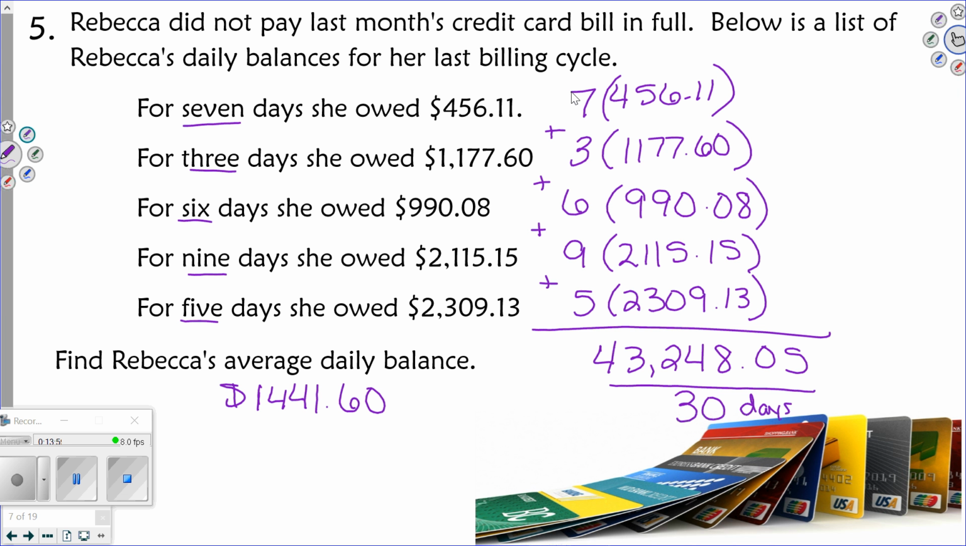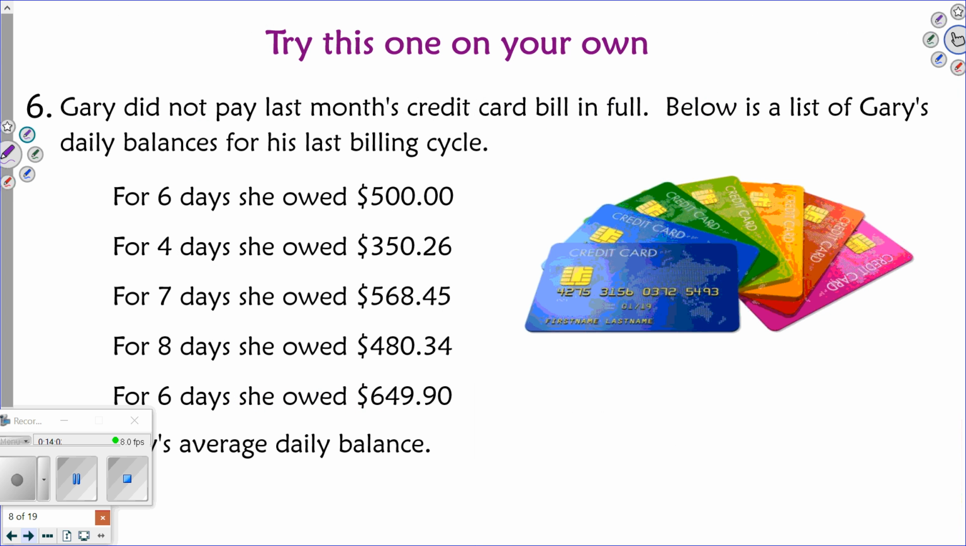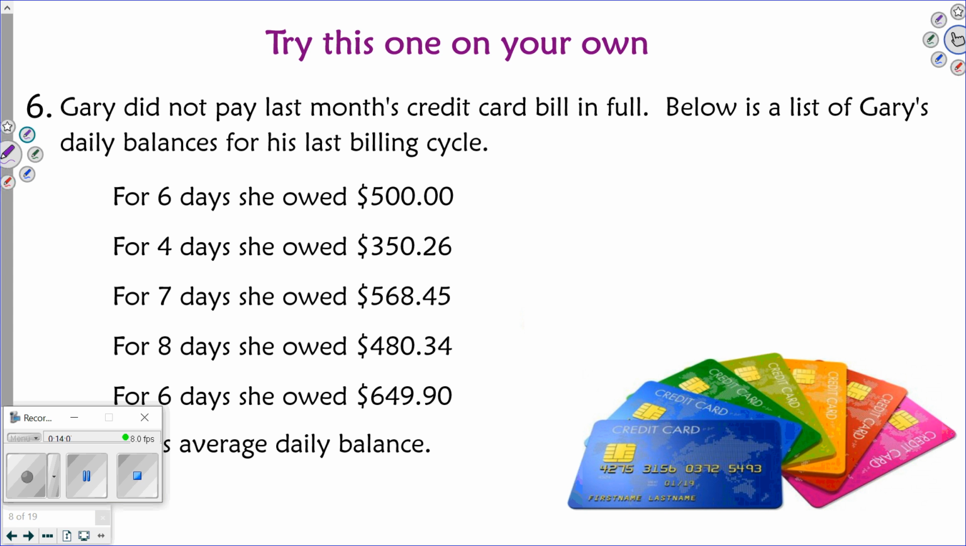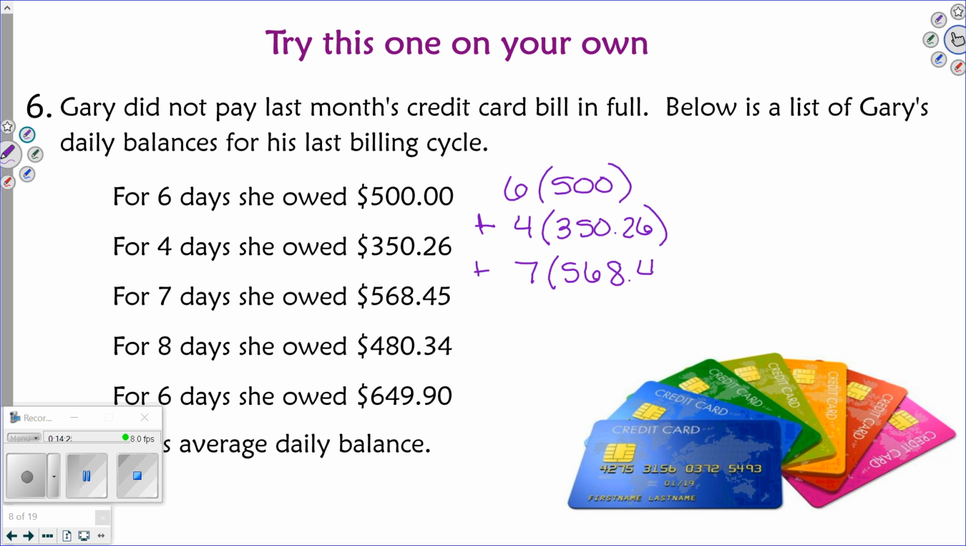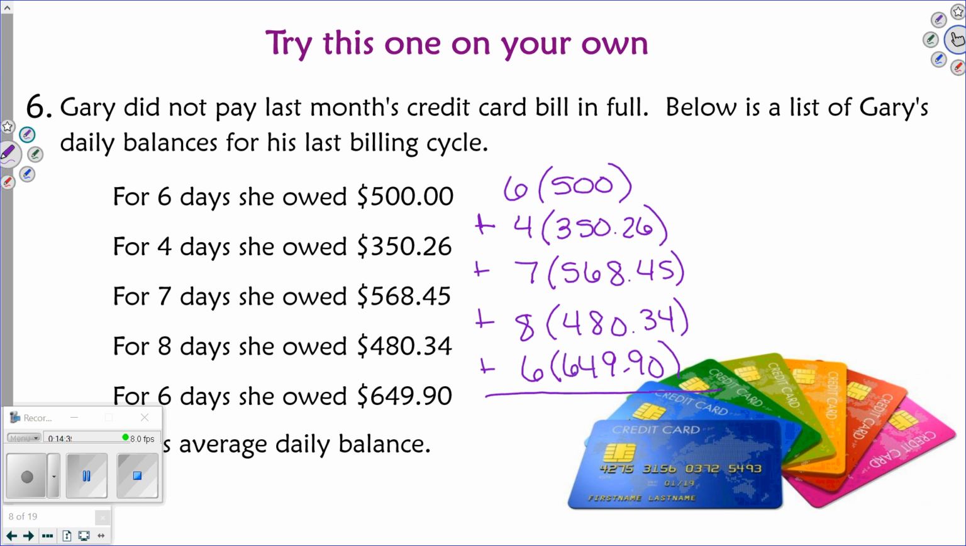Questions on how we did that? All right, so let me give you guys a minute. Try this one on your own. All right, going through here again, you're multiplying 6 times the 500 plus 4 times 350.26, plus 7 times 568.45. 8 days was 480.34. And 6 days was 649.90. Again, you can type all of that in the calculator all at once.